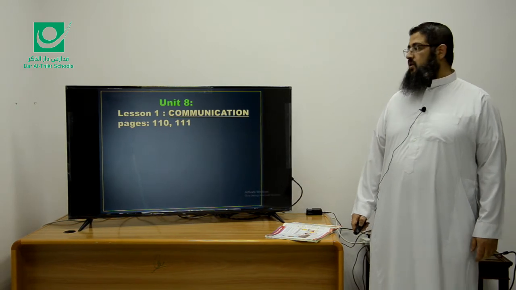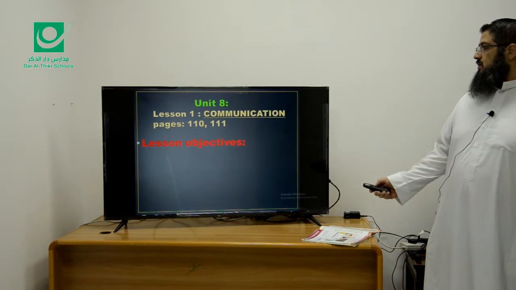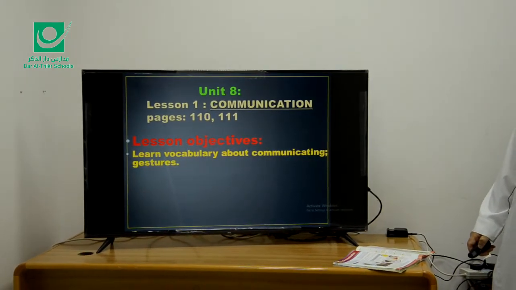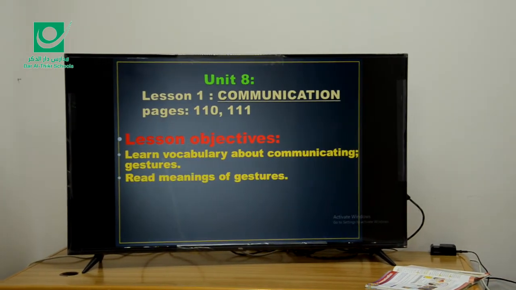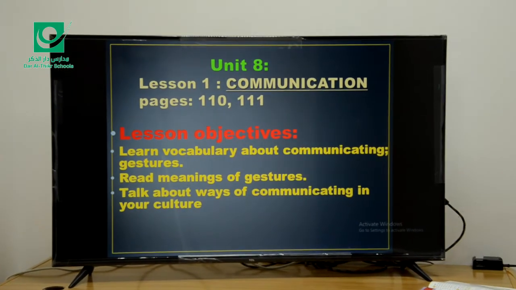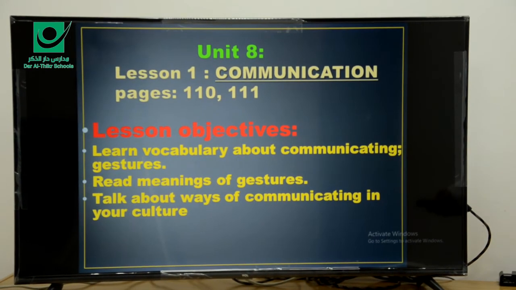But you know, we need to know the lesson objectives before we start. So, today we are going to learn vocabulary about communicating, or we say gestures. Read meanings of gestures and talk about ways of communicating in your culture.